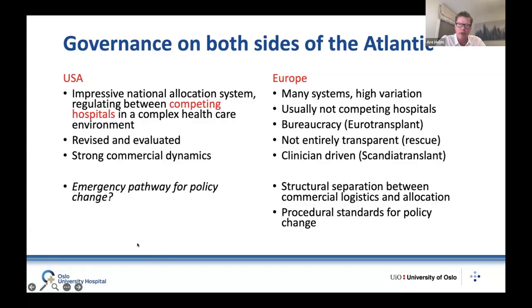We heard about the emergency pathway, and Matt told us about how that comes about. It's still a bit hard to understand the total governance of emergency exceptions or pathways. In Europe, you have, as I told you, many systems, a very high variation between the countries. Usually you don't have competing hospitals. I think that's an important point. There is a huge bureaucracy in continental Europe in the Eurotransplant system. Changes are hard to implement. And in my eyes, the rescue allocation is not entirely transparent. It's not entirely clear to me who gets those organs.